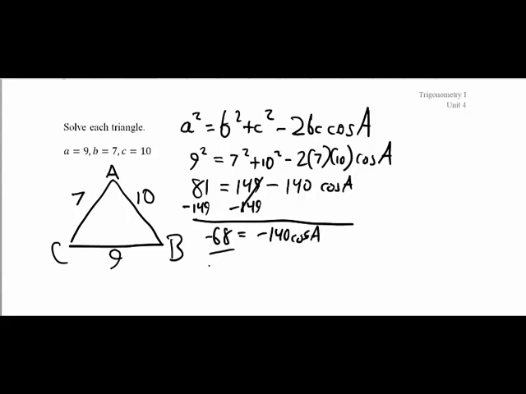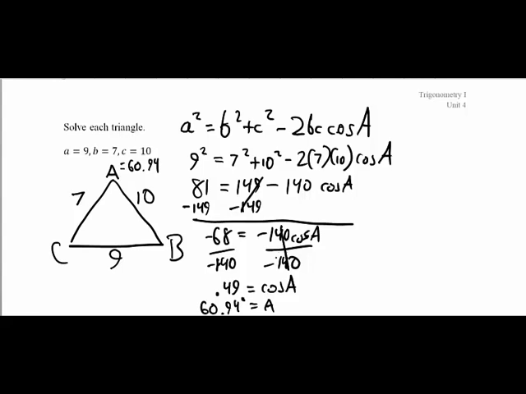Then we divide both sides by negative 140. There we go, that divides out. And this gives me 0.49, or a longer decimal than that. But this is the decimal that we would have in our calculator, and we would take the inverse cosine of it. Because to get rid of the cosine, we would take the inverse cosine of both sides, and that would mean that my letter A is equal to 60.94 degrees. So angle A is 60.94 degrees.